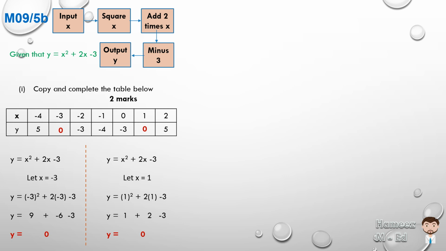And if we did it for 1, 1 squared is 1. Plus 2 times 1 is 2. 1 plus 2 is 3. 3 minus 3 is 0. So both cases works out to be 0.